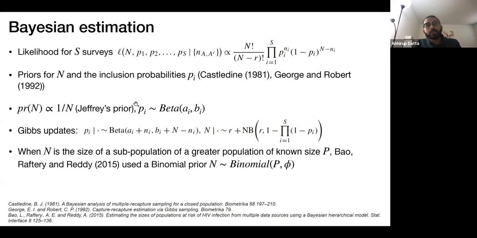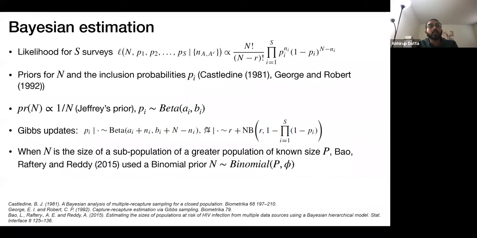For inclusion probabilities, people typically use the beta prior because it gives nice conjugate updates in the Gibbs sampler. With this choice of priors, you get conjugate updates not only for the inclusion probabilities, but also for the population size, which is negative binomial distributed. You can play around with different choices of priors. You can also use a Poisson prior. It has also been used in the past, in which case these Gibbs updates also become Poisson, so they still remain conjugate.